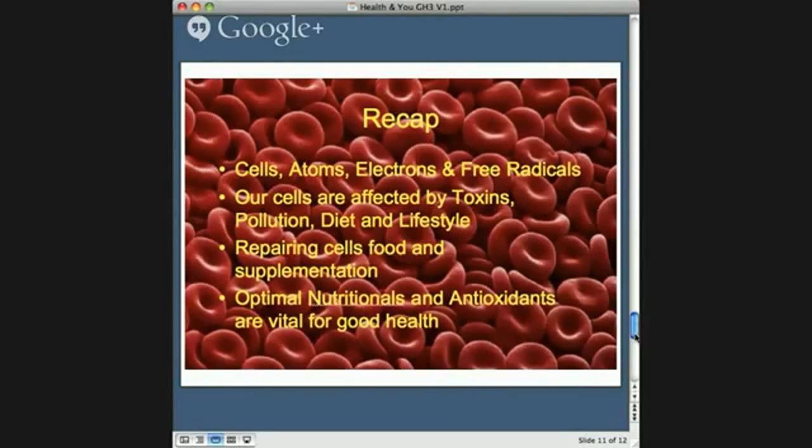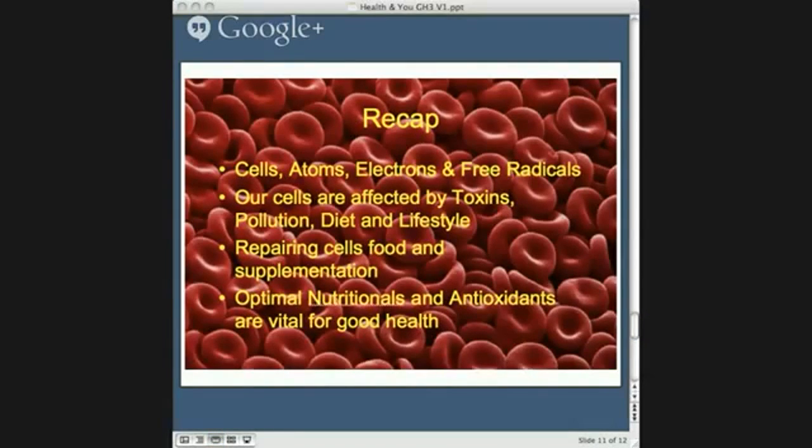The body has this self-defense mechanism that it gets through the foods that we eat. And since the body is unable to produce the required micronutrients, it is essential to supply them through our diet or via supplementation of quality vitamins and antioxidants.